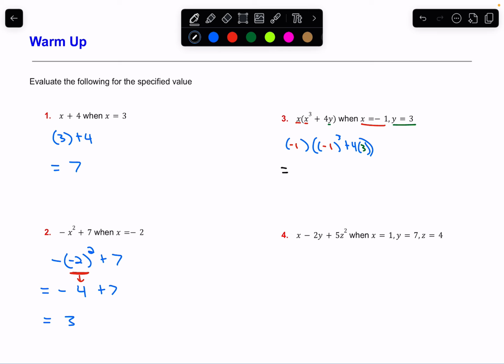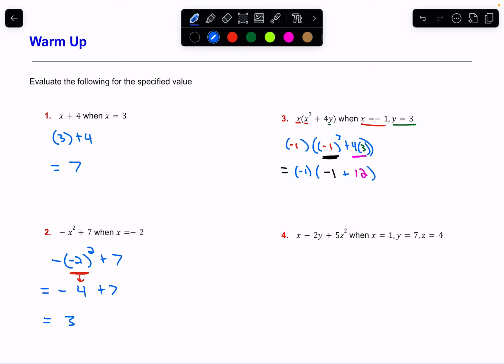Okay, first things first, we have parentheses, and inside of there I have an exponent. So right here, negative 1 cubed is negative 1, because it's 3 negative 1s. So now I have a negative 1 in front. I have negative 1 plus 4 times 3. Because I already did that negative 1 cubed, I can go ahead and do this 4 times 3 now, which is 12.